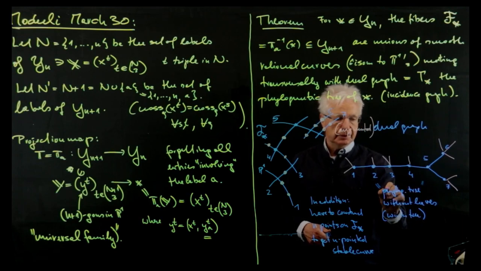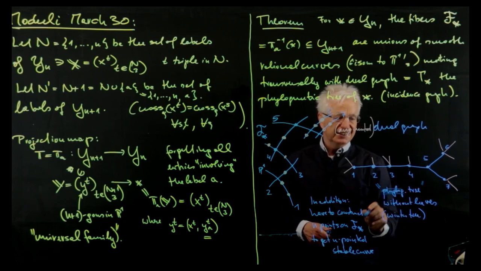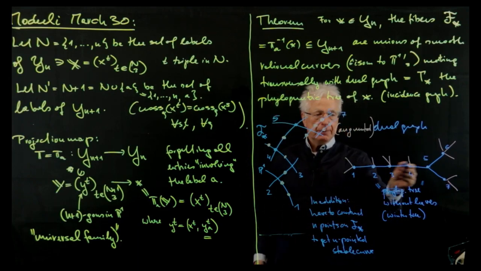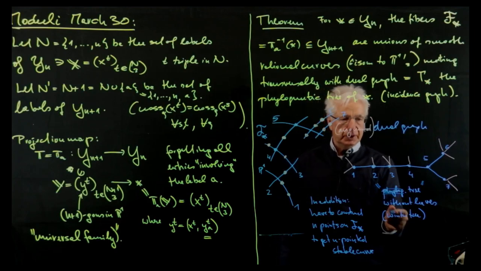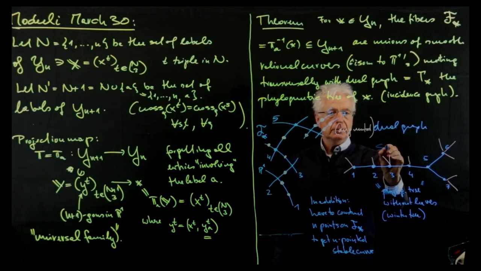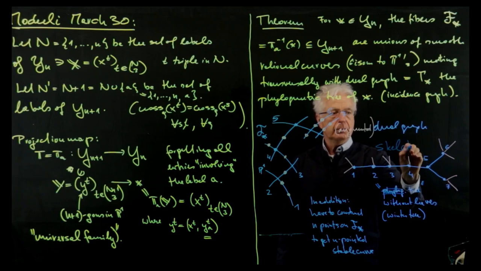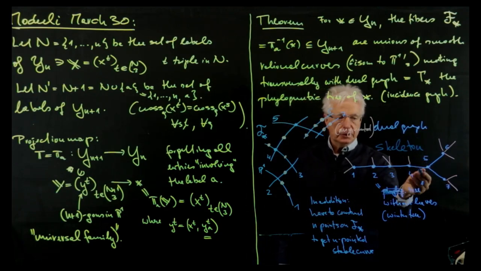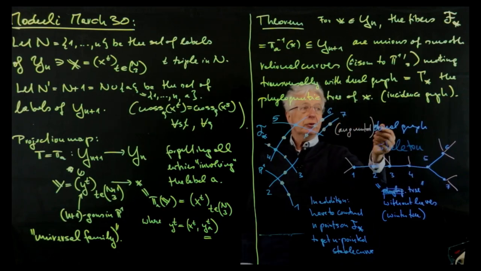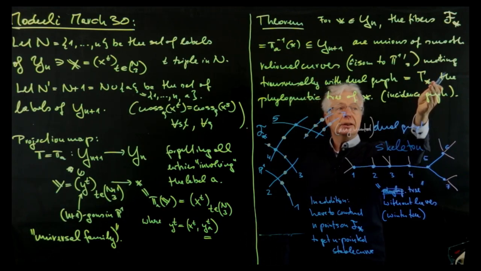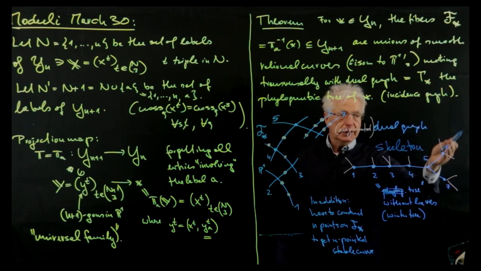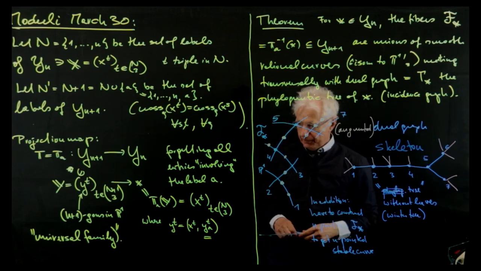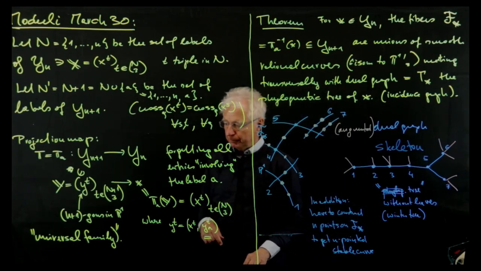Yes, maybe I should not write it. Maybe I do it like this. It's a tree without leaves or something like that. I mean, actually, the blue part, I give it a special name. I call it skeleton. Okay? And the skeleton is, of course, extracted from the phylogenetic tree of X by forgetting all leaves and all edges of the leaves. Okay? I'll come back to this in a moment.